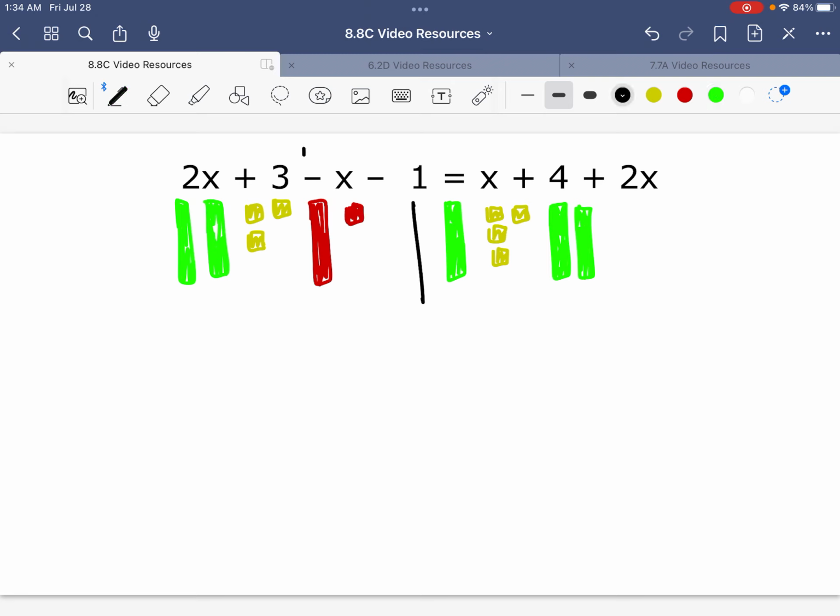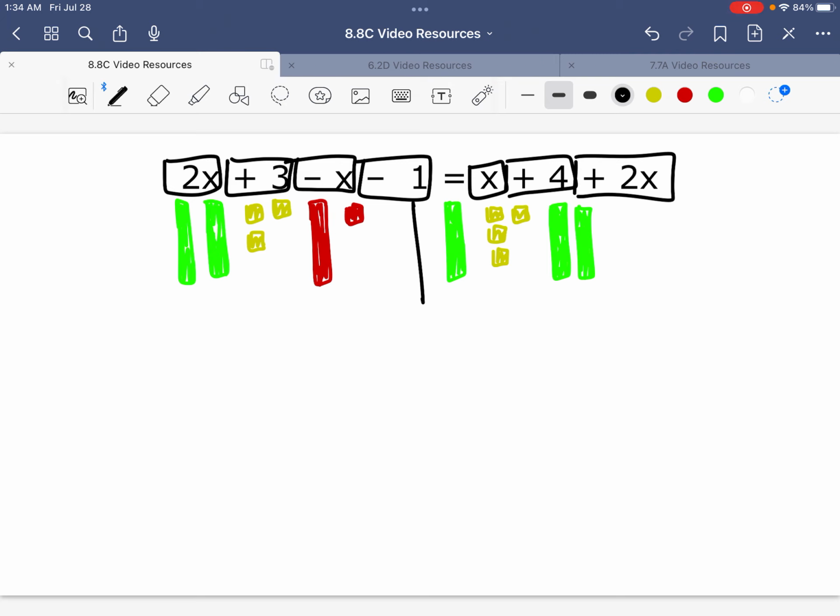Notice this negative x was represented as a red negative x, and our negative 1 was represented as a negative unit. This is because the sign in front of any term sticks with the value. So if I look, I have the term of 2x, the term of positive 3, the term of negative x, and the term of negative 1. And then on the right-hand side of the equation, I have positive x, which I know is positive because there is no negative symbol in front of it. I have a positive 4, and I have a positive 2x.